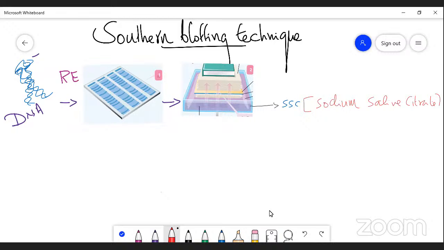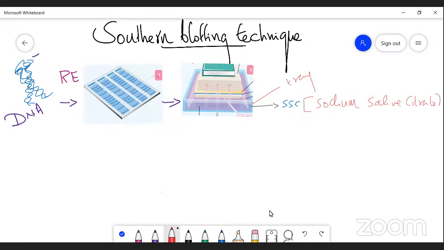Now it is used as a buffer solution. Actually, this sodium saline citrate is taken in a tray. This is called a tray. The tray contains sodium saline citrate, which acts as a buffer solution. That means it maintains the pH value, right?